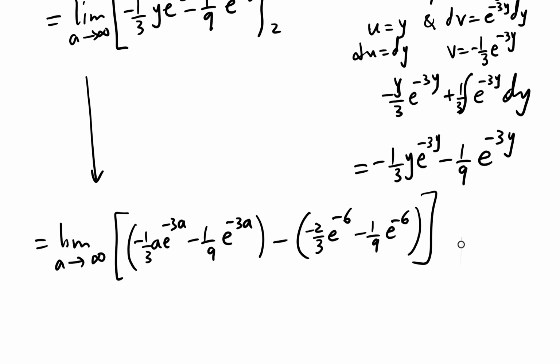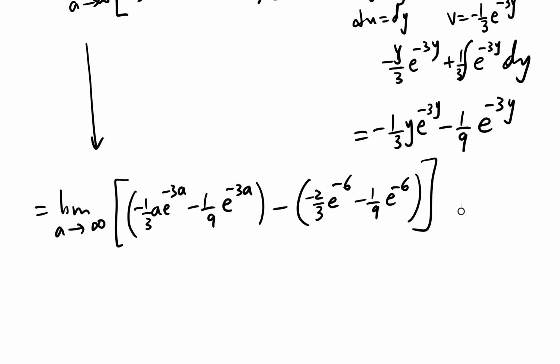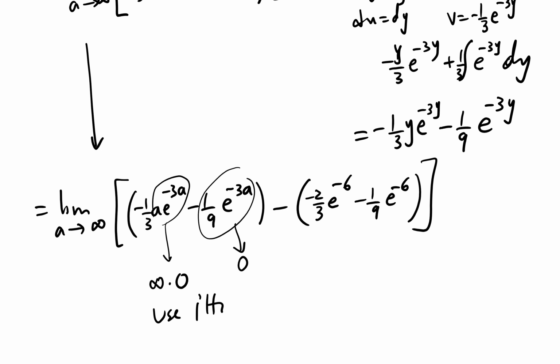Now, when you pass the limit, this one here goes to 0 because e to the negative infinity is 0. But this one is a problem because that's going to be infinity times 0, indeterminate. So what we can do is use L'Hopital's rule for that part.